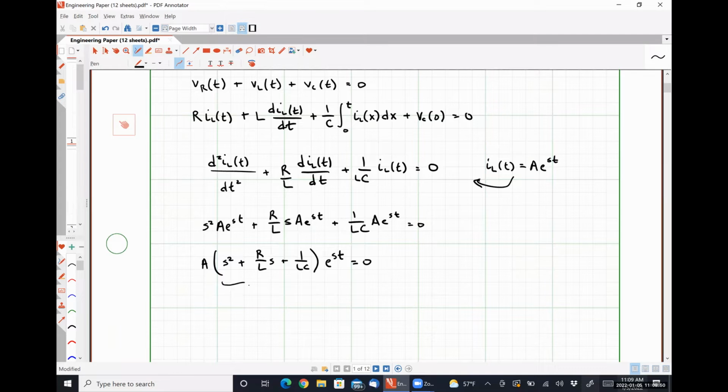And I now have my characteristic equation, which is again a simple polynomial. All right. So it's a second order polynomial. So it should have two solutions.